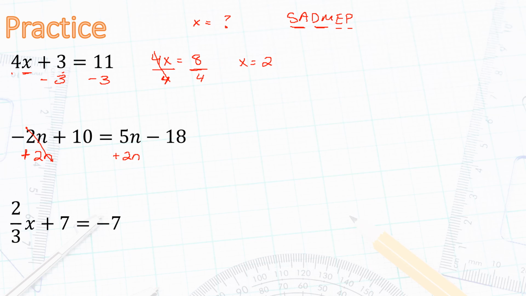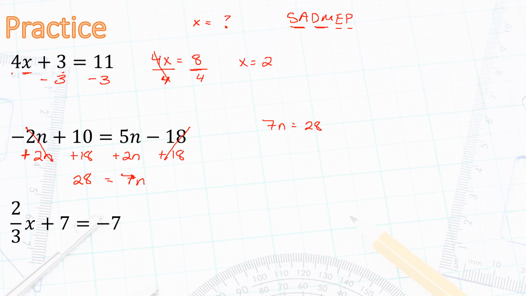Same thing with the numbers. We want the numbers all on one side. If we're bringing the n's to the right side of the equation, the numbers need to go on the left. So to get rid of minus 18, we would add 18 to both sides. 10 plus 18 is 28. 5n plus 2n is 7n. So 7n is equal to 28.